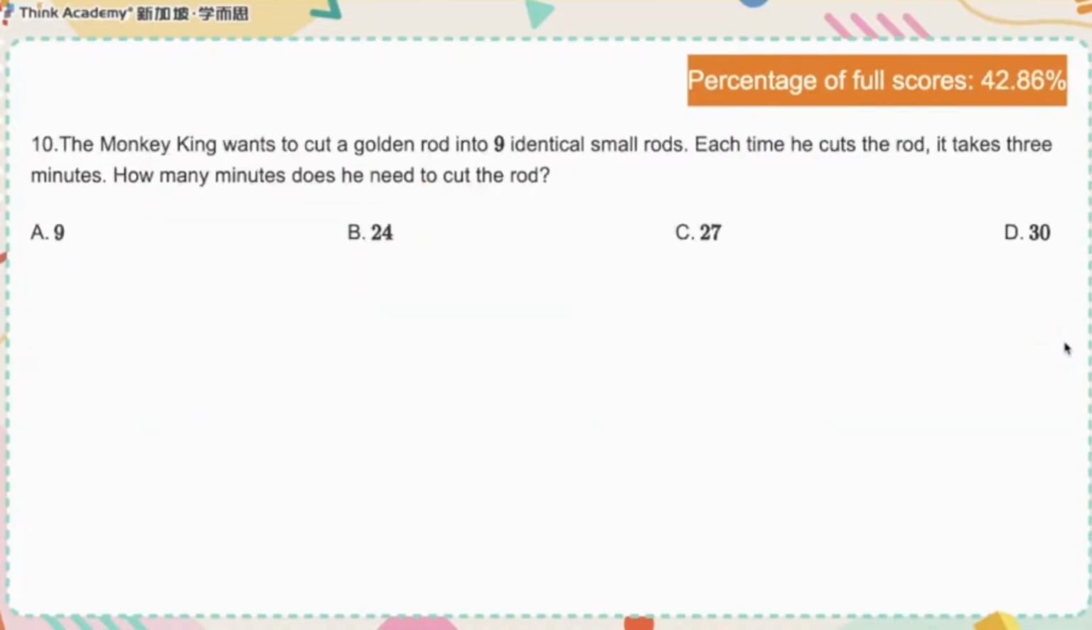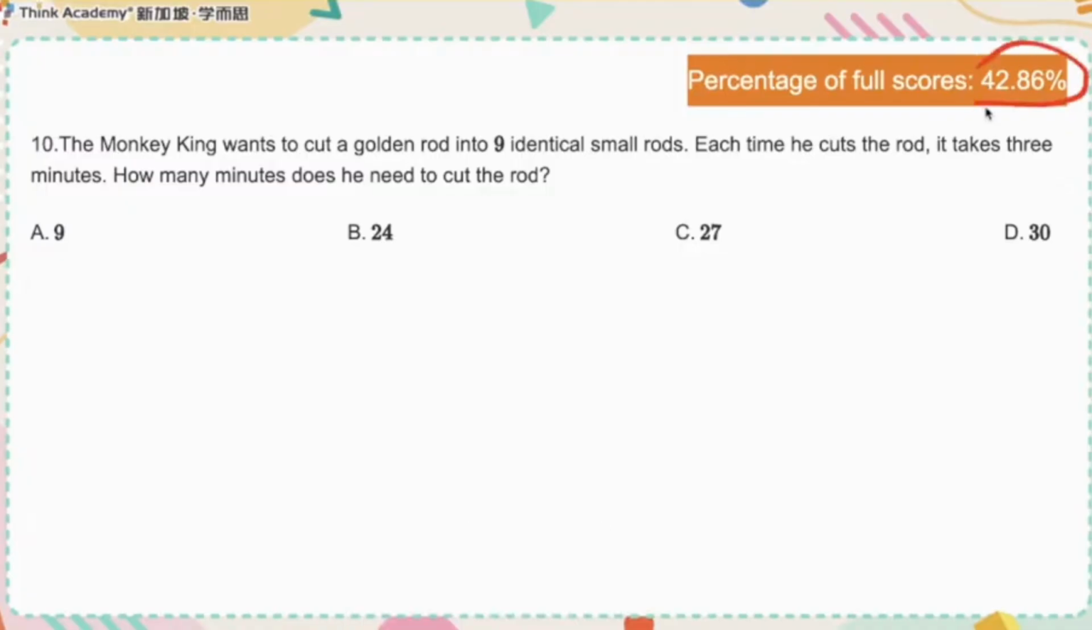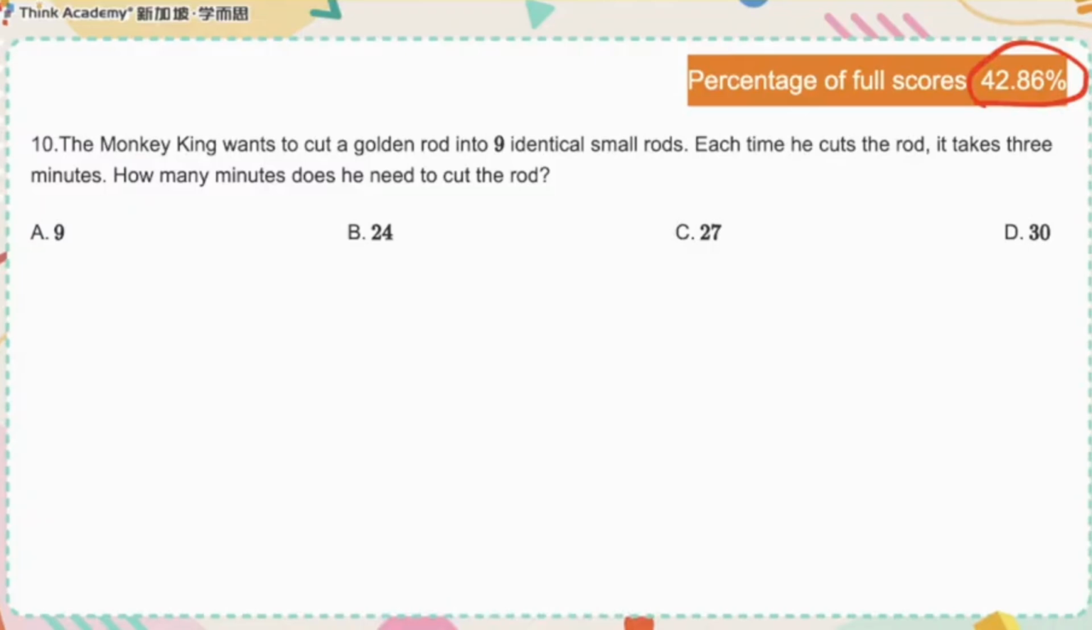The 10th question. Okay, this question is just like a disaster. Only 42% of us got it correct. So let's take a look. The Monkey King wants to cut a golden rod into 9 identical small parts. If we want to have 9 small parts, how many times do we need to cut? Tell me.